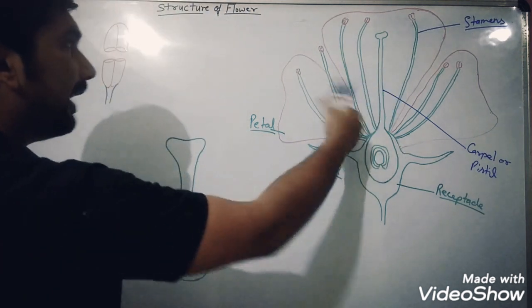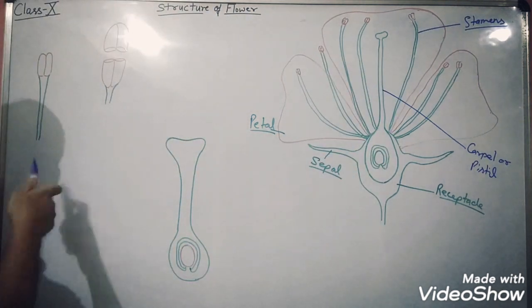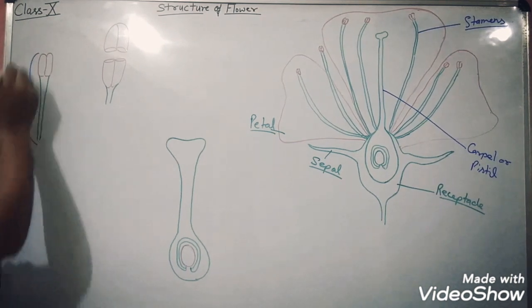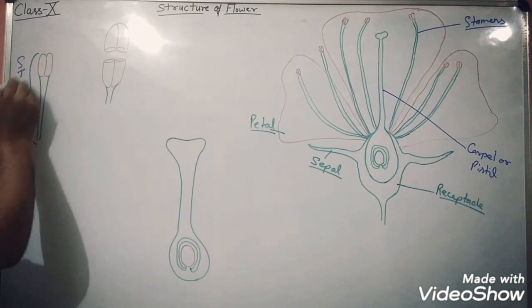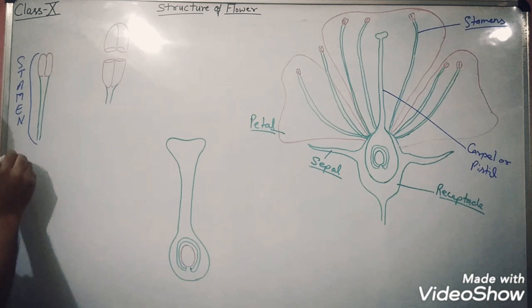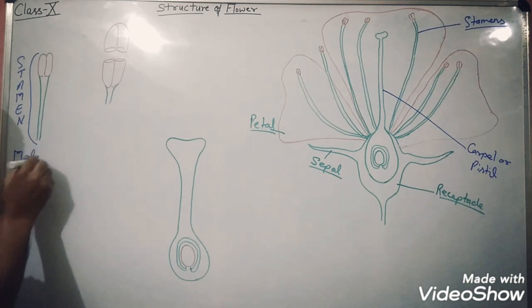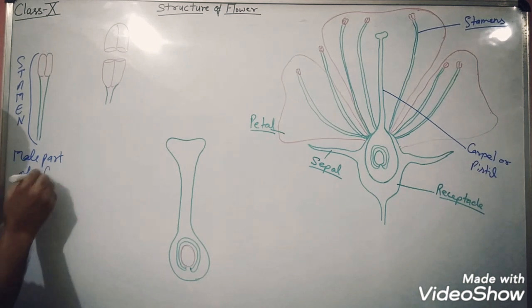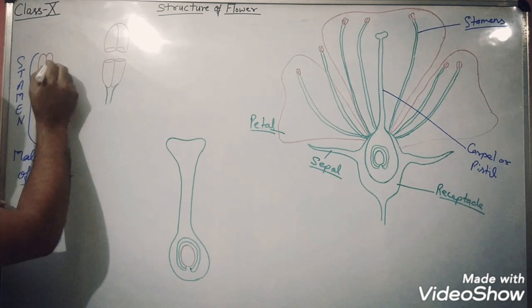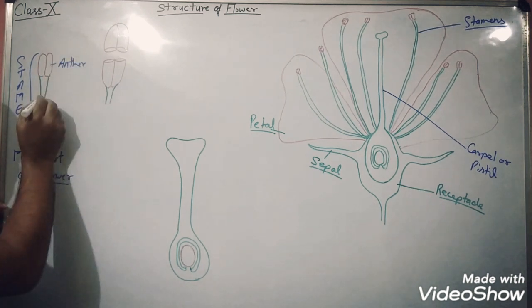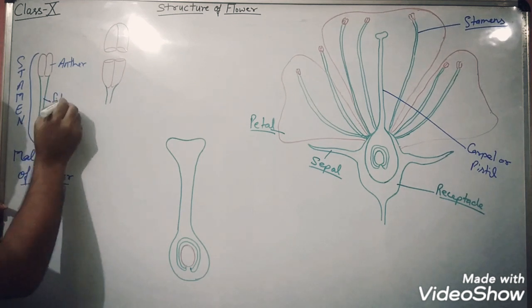Now when we enlarge the stamens, we can see this is what? The structure of stamen. And it is the male part of a flower. So it consists of two distinct parts. The first one is known as anther. Downward is known as what? Filament.